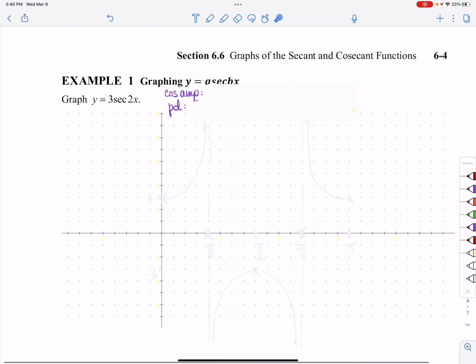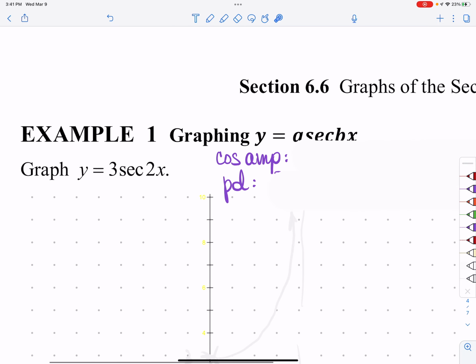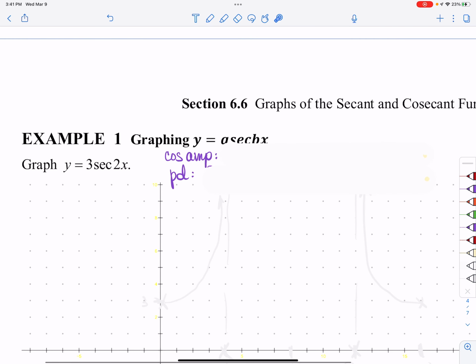All right, so let's just jump right on in to what we know here. So you'll notice I've got y equals 3 times the secant of 2x. Now, I still need the amplitude of the partner function. So that's why I wrote here that I'm asking you for the cosine amplitude. I will never ask you for the secant amplitude, but I can ask you for the cosine amplitude or the partner amplitude. And so that's going to be 3. The period is going to be 2 pi over 2, which will reduce to pi.